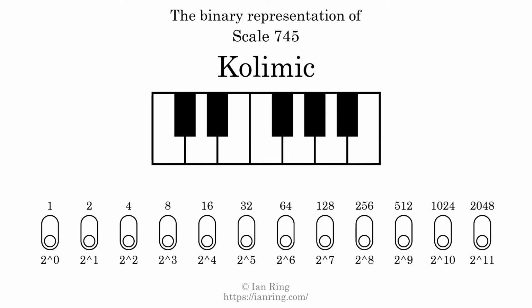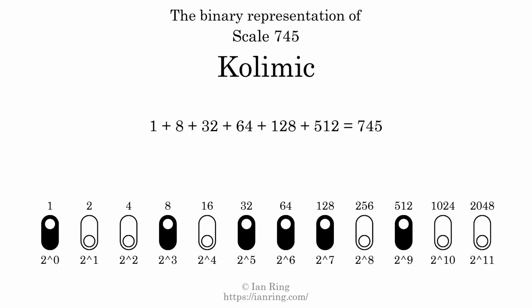The binary representation of this scale is determined by mapping tones of the scale to binary digits. Each binary digit represents a power of 2. To get the scale number, we add the powers of 2 together. The powers of 2 that are present in the scale, all added together, equals 745. That is why the scale number, in decimal, is 745.